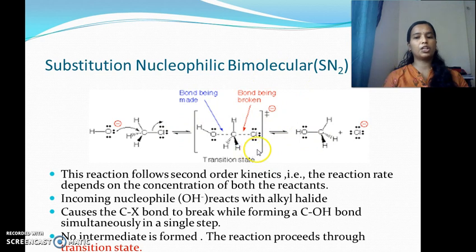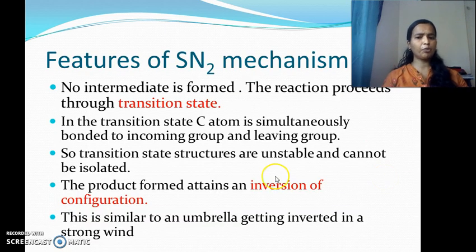Now what about the structure? Where does the OH group get attached? You can see in the transition state, the OH group is attacking the carbon atom only from the back side, because the carbon halogen bond is not completely broken. So it cannot attack that position. So the OH group gets attached to the carbon atom from the back side in the transition state. So in the product, we get an inverted product. That is, we get an inverted product, or we see inversion of configuration.